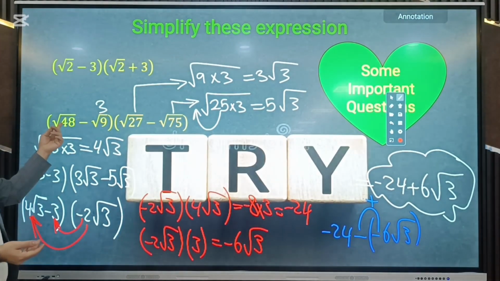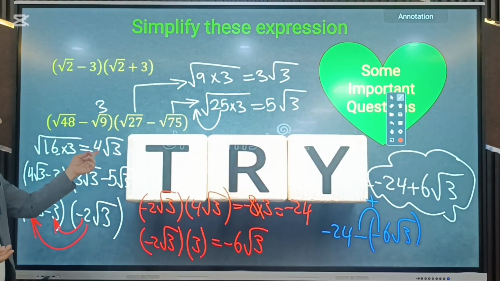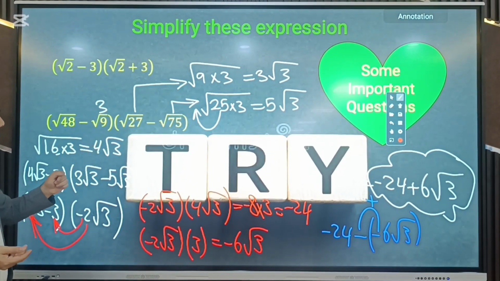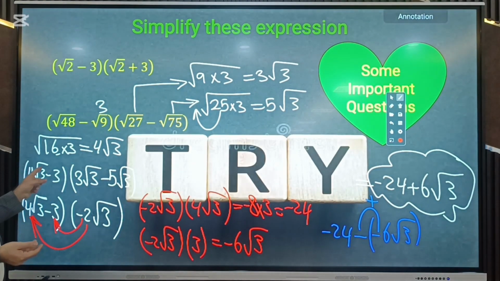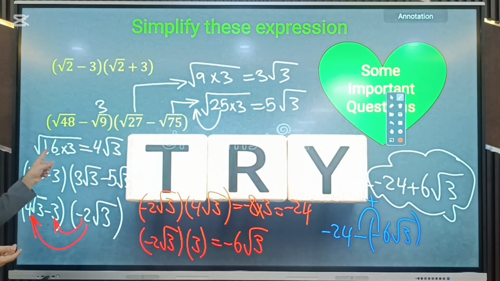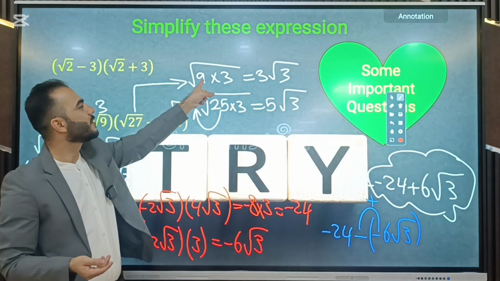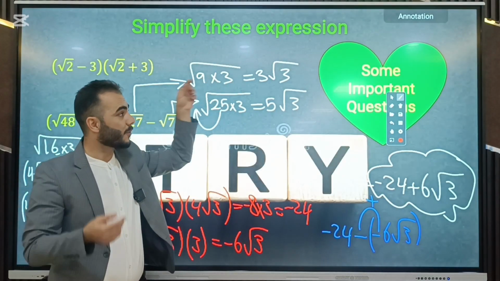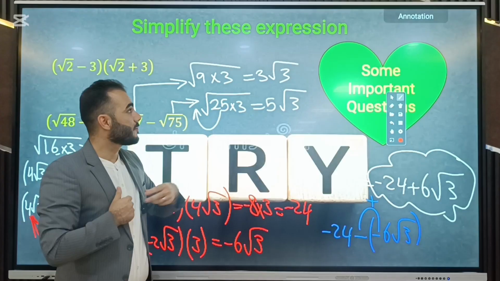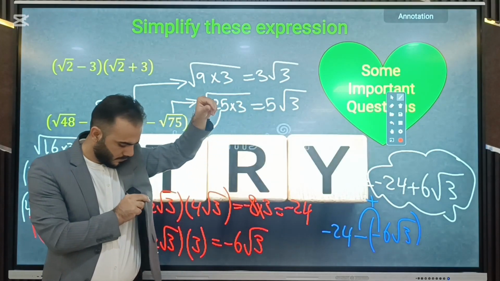All right, square root of 48 is equal to 16 times 3. 16 is perfect. It's going to come out as 4. So 4 square root of 3. So rewrite it. 4 square root of 3 minus square root of 9 is perfect. It's 3. So in the other bracket, we have square root of 27. If we simplify, it's equal to 9 times 3. Since 9 is perfect, it's going to come out as 3. So 3 square root of 3.